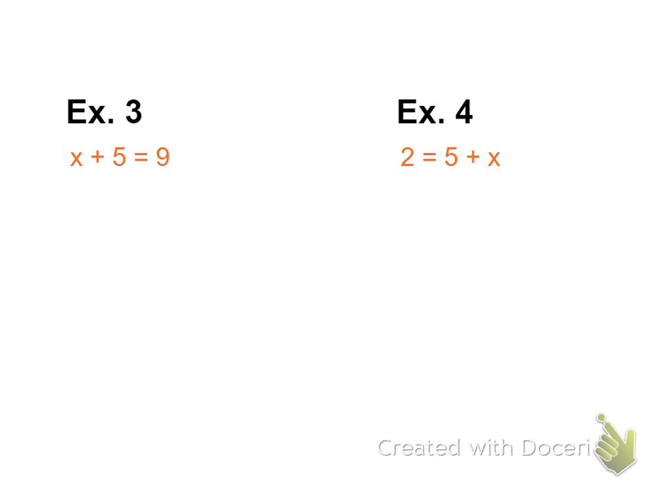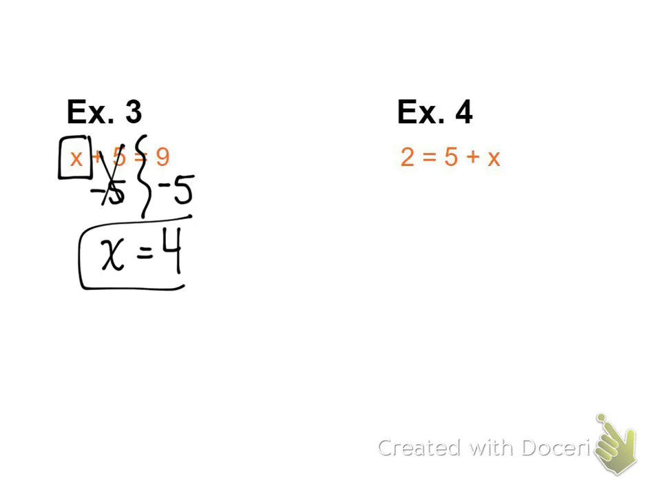On number 3, what's getting alone? What do we need to do to both sides? Subtract 5 from both sides. Okay, the opposite of adding is subtracting. So those will cancel each other out so that we're just left with x equals 9 minus 5, which is 4.